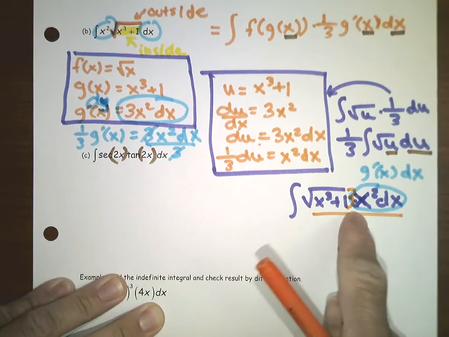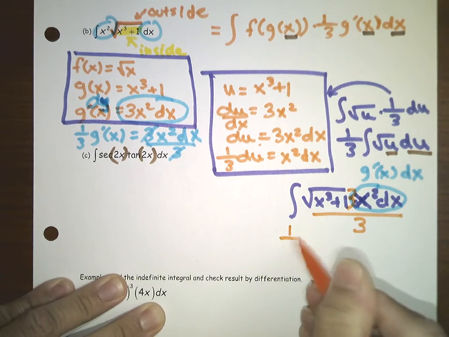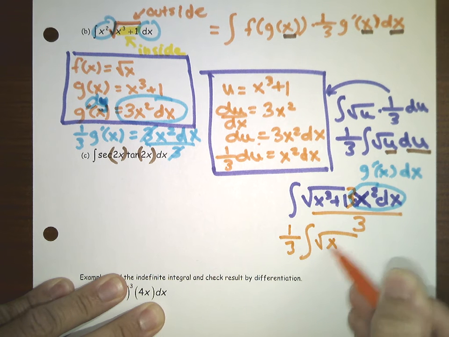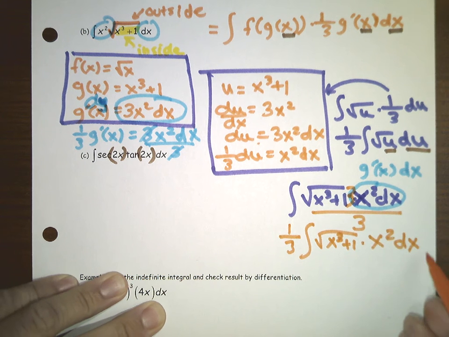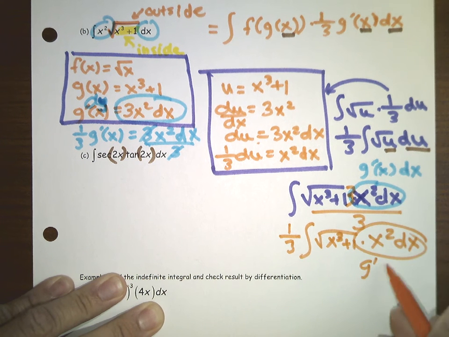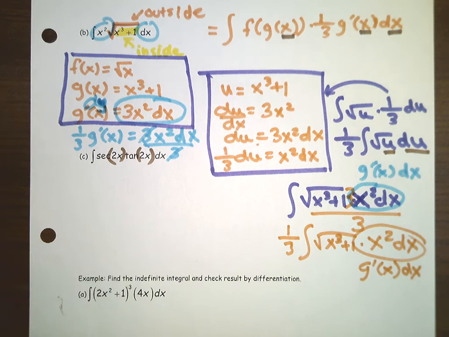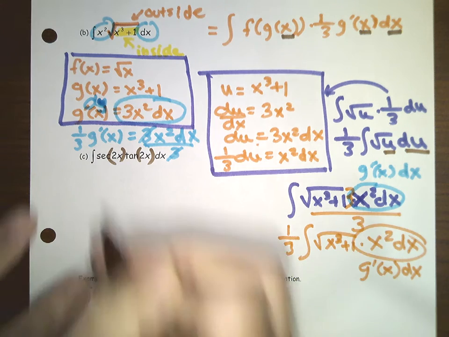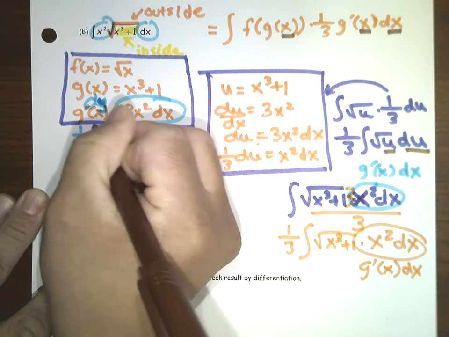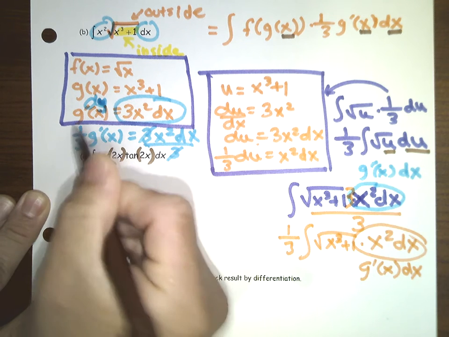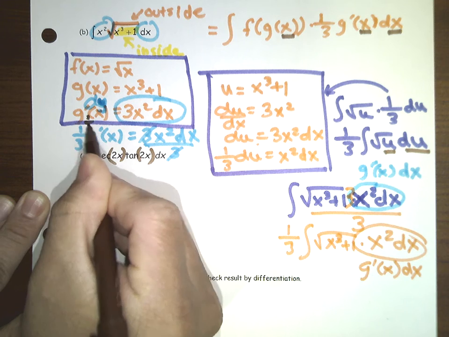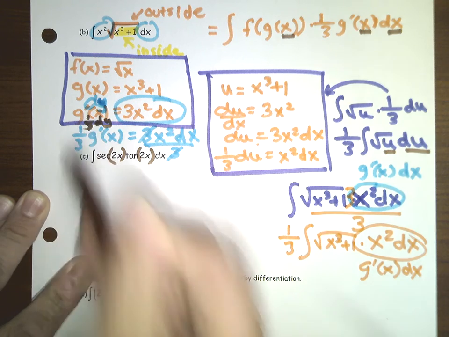But then I can move this 1/3 out in front of the integral, and then I'm left with this. And then this part right here is g prime of x dx. All right, so that's what I'm looking at here. So you could think of this even as 1/3 dy over here if you want to.